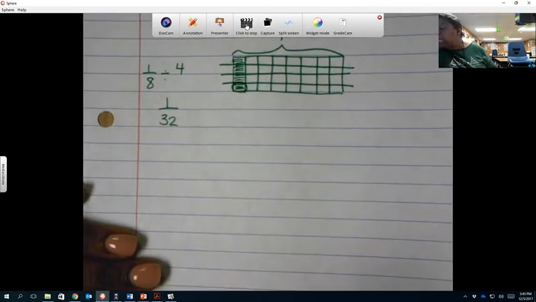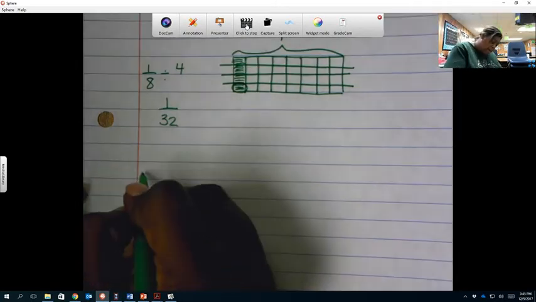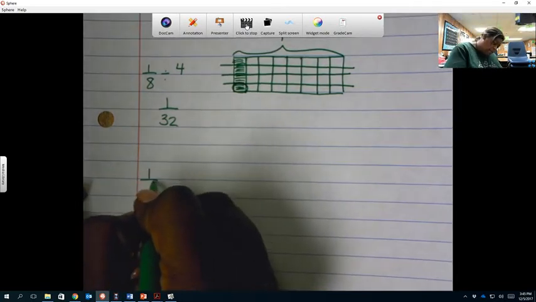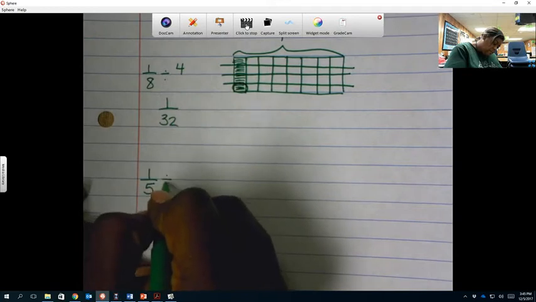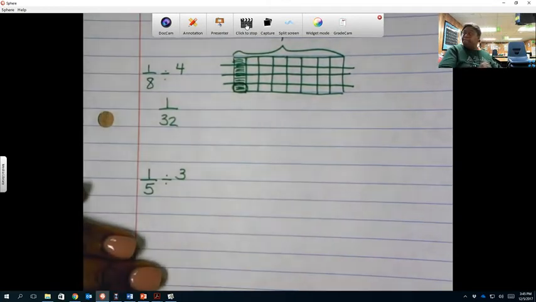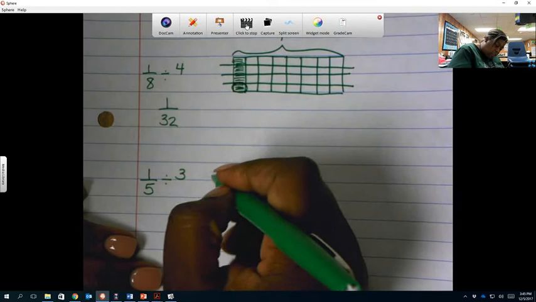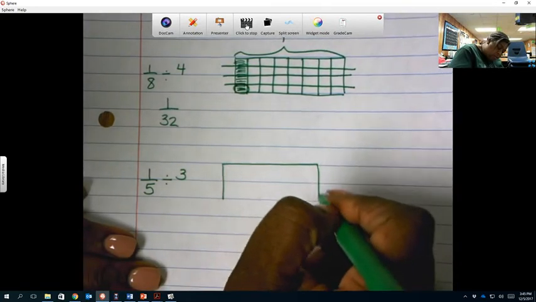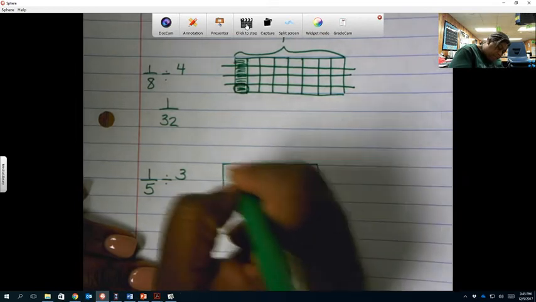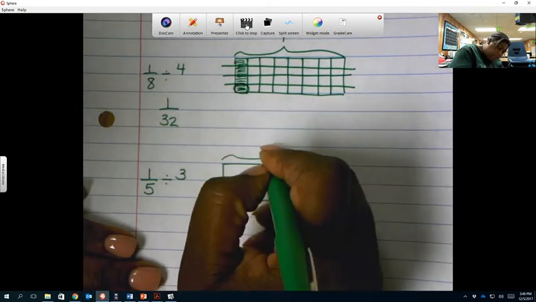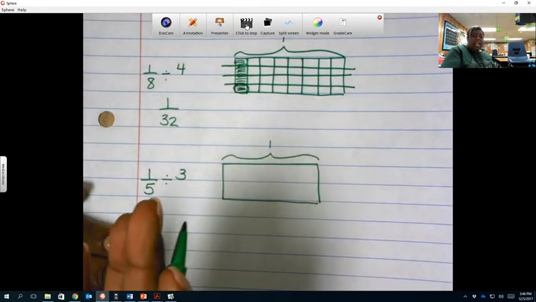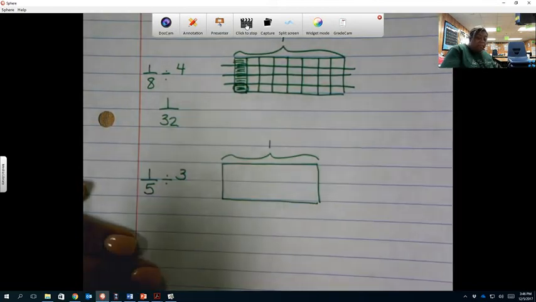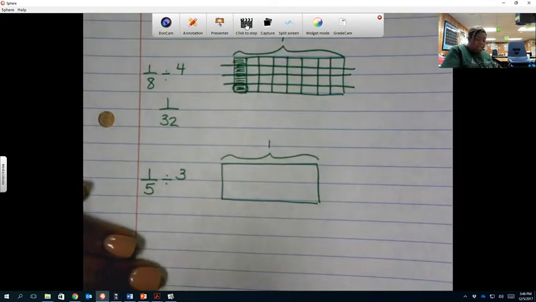Let's see, 1/5 divided by 3. Okay? Again, I'm going to start with one whole in order to show 1/5. It's kind of like saying I can't give away 1/5 of something unless I had all of it to begin with.